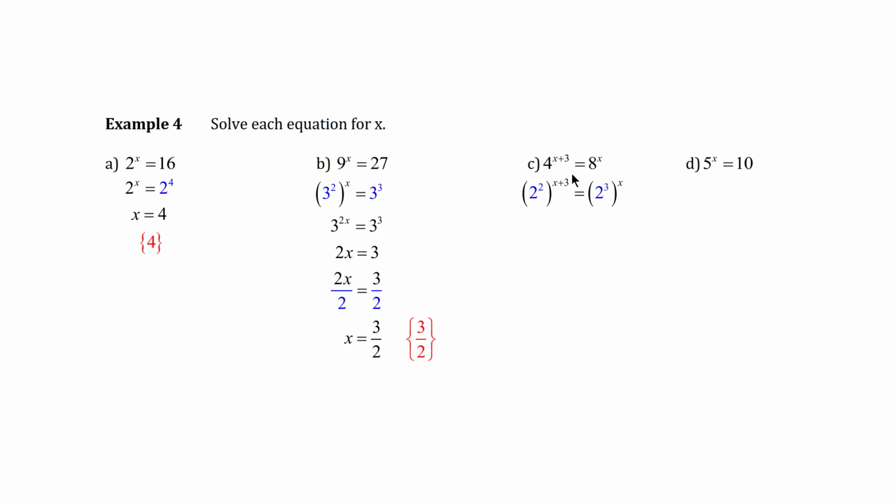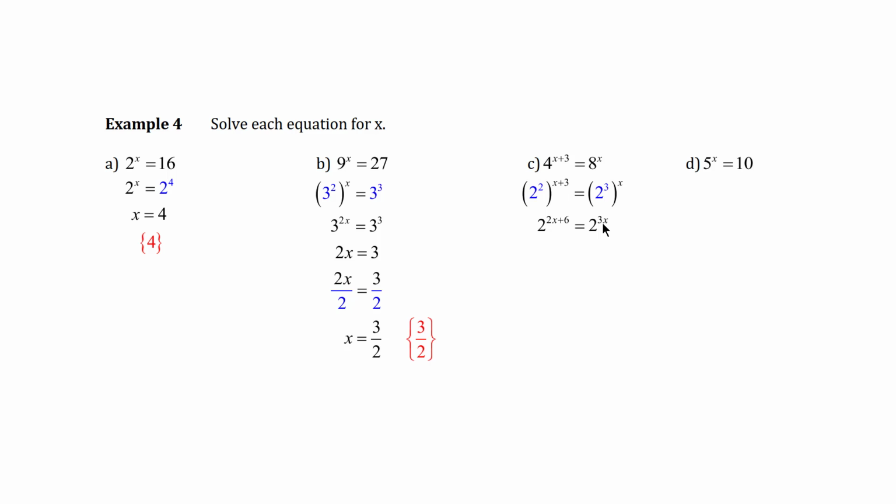Now we could rewrite 8 as an exponent with a base of 2, which would be 2 cubed. So we have (2 squared) raised to the x plus 3 power equals (2 cubed) raised to the x power. Next, we could simplify by multiplying the exponents together. So we have 2 times x plus 3 is 2x plus 6, and 3 times x is 3x. The result is 2 to the 2x plus 6 power equals 2 to the 3x power.